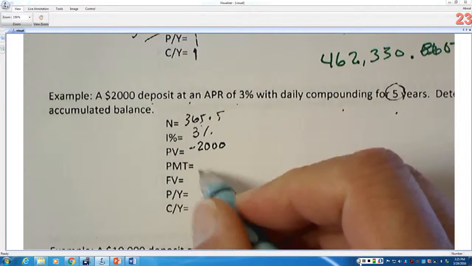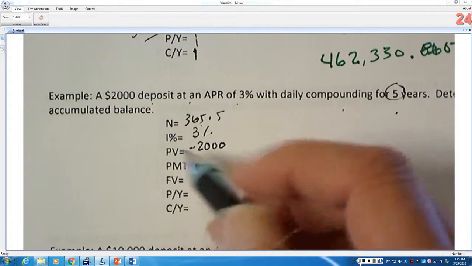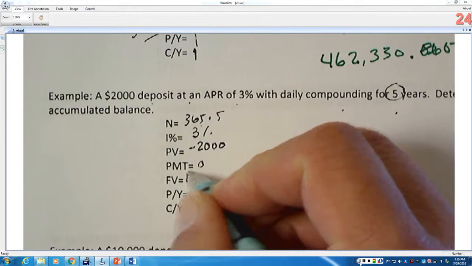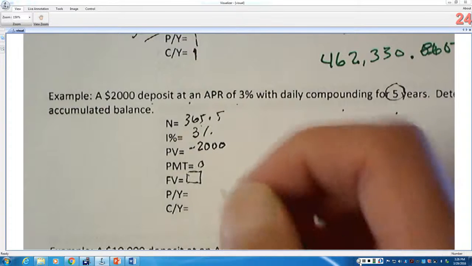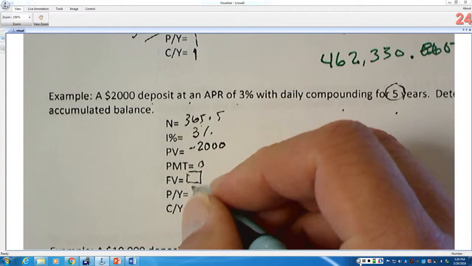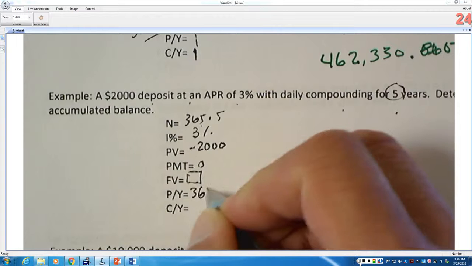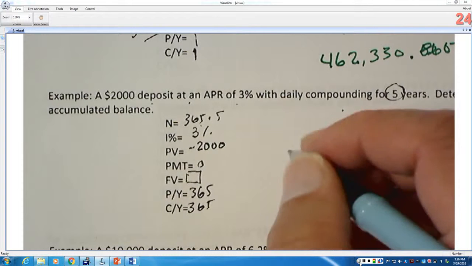And then we don't have any payments. We're not looking for payments. So we just put zero there. But now what we want to do is determine the accumulated balance. So basically, this is the number we want to find, okay? Now, until you're done moving it around, you're just going to have to put a zero there, okay? Because if not, it just won't go anywhere. You're compounding it daily, so that's what you're going to put here, 365 and 365.